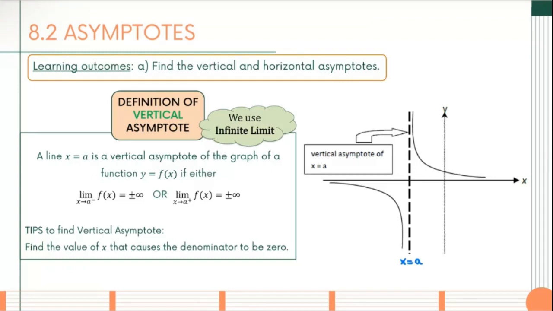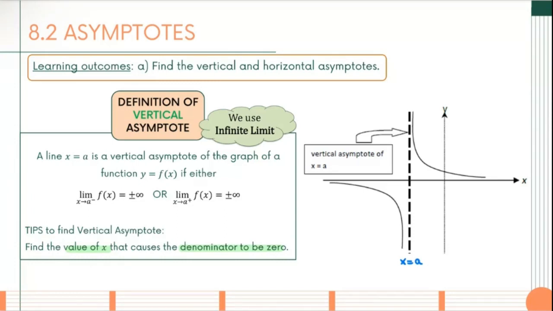Okay, so the tips to find the vertical asymptote adalah you find the value of x where the denominator will be 0. Denominator tu apa? Penyebut yang dekat bawah tu. Okay, so kalau kita ada fraction, penyebut kat bawah tu kita samakan dengan kosong. So kita akan dapat dia punya value of x, dan x itu sebenarnya adalah kita punya vertical asymptote.